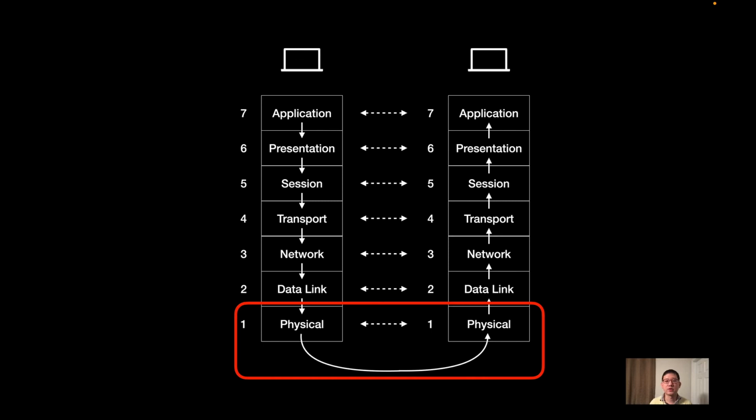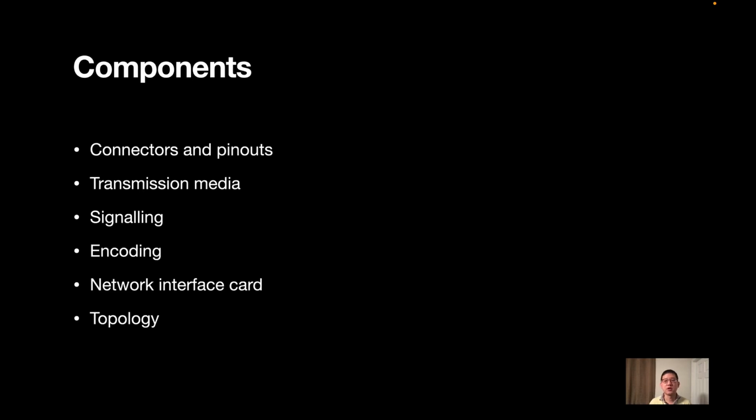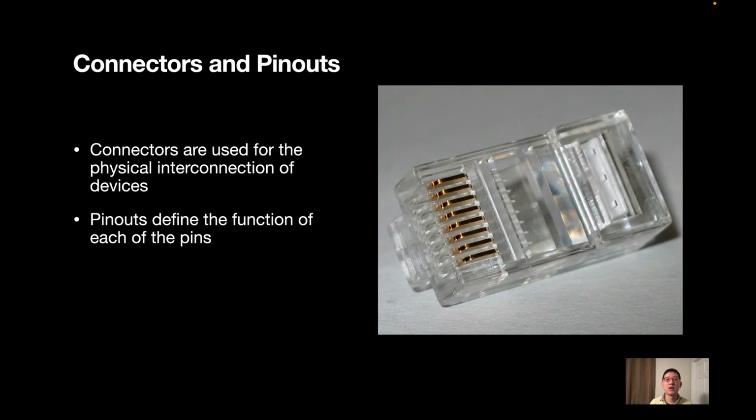The physical layer actually contains many components. You have connectors and pinouts, transmission media, signaling, encoding, network interface card, topology, and more. Connectors are used for the physical interconnection of devices, and pinouts define the function of each of the pins. As you can see in the picture on the right, you have an example of a connector, and the metal strips are the pins of the connector.